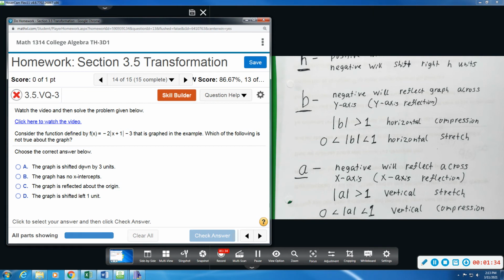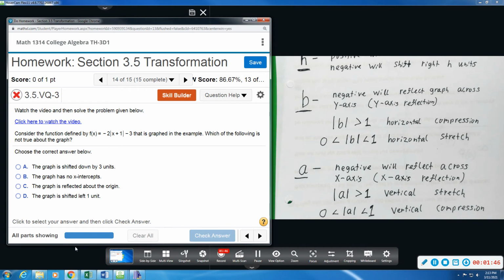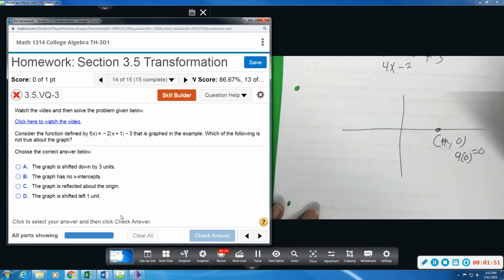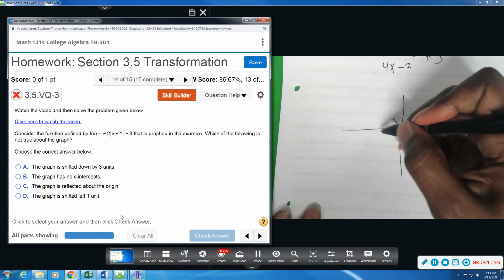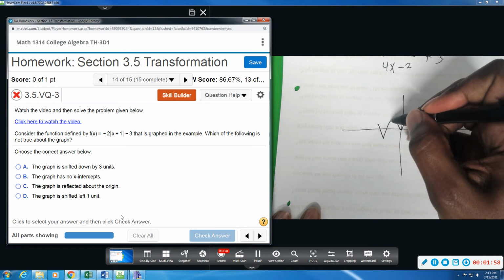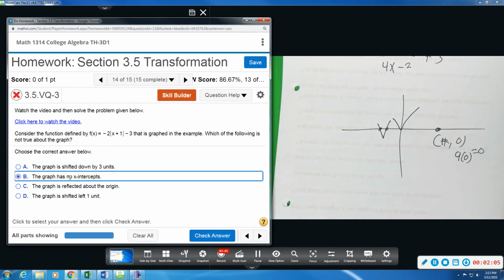Okay, so that's true. The graph has no x-intercepts. No, absolute value does. It hits the x-axis, all of them. And then, especially since it's shifted down, it'll have 2. So traditionally, absolute value will be like this. And if we shift it down 1, it will be below the line, okay, like this. So we will definitely get some x-intercepts. So B is not true because it says the graph has no x-intercepts, and we will.